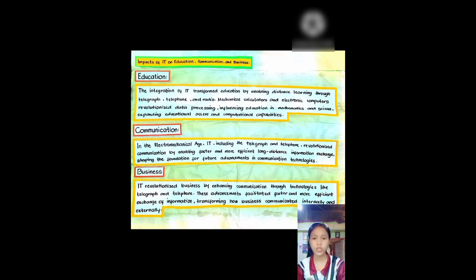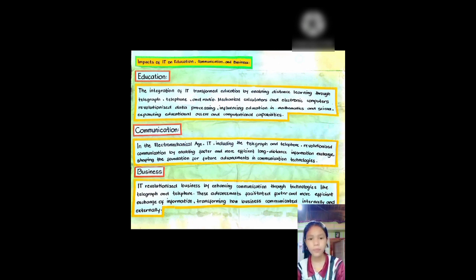And in the realm of communication, in the electromechanical age, IT, including the telegraph and telephone, revolutionized communication by enabling faster and more efficient long distance information exchange, shaping the foundation for future advancements in communication technologies. And in the business sector, IT revolutionized business by enhancing communication through technologies like telegraph and telephone. This advancement facilitated faster and more efficient exchange of information, transforming how businesses communicated internally and externally.